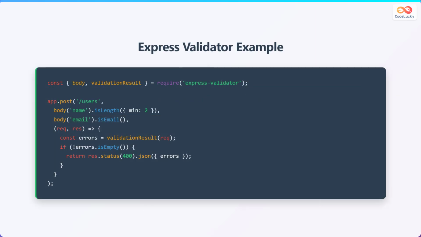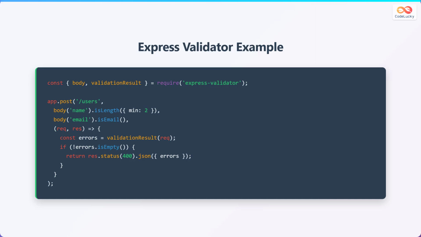Here's an example of using Express Validator. First, we import body and validationResult from the express-validator module. Then we define a route using app.post for handling user creation at the /users endpoint. We use the body function to specify validation rules for the name and email fields.